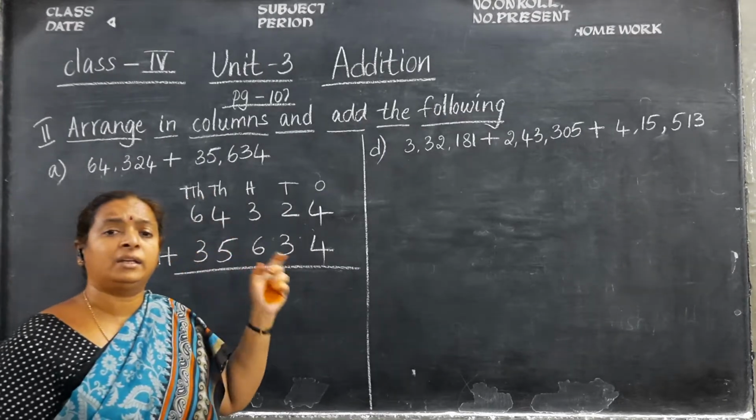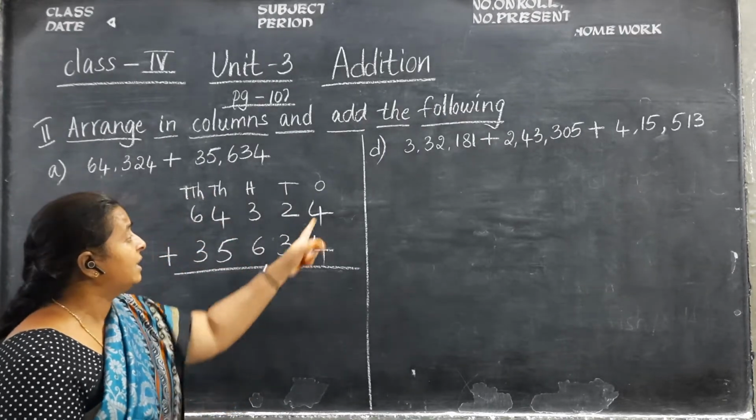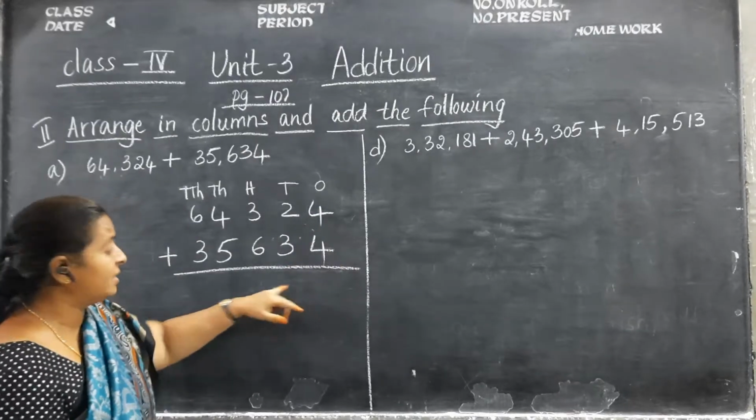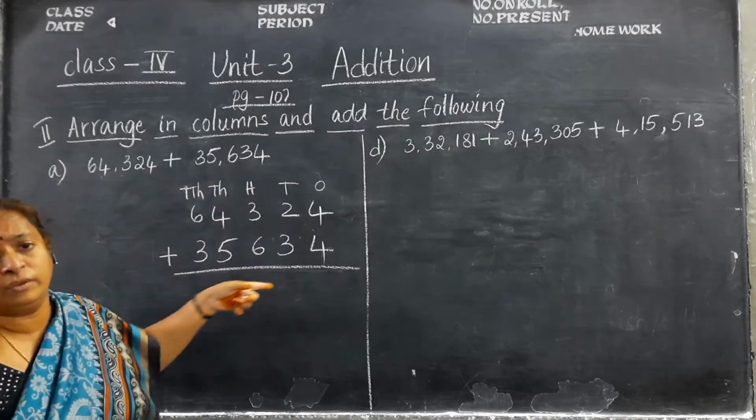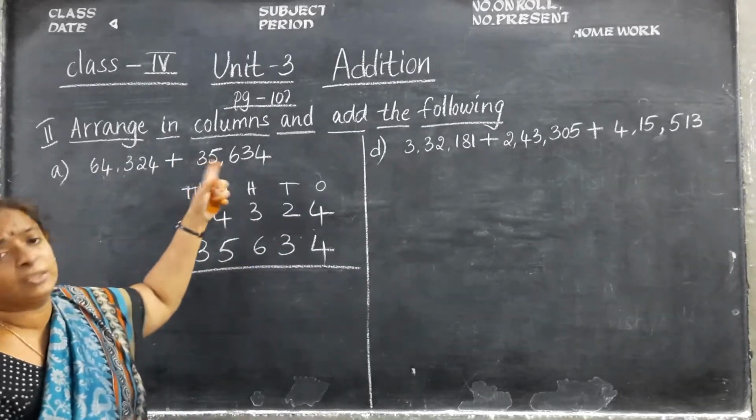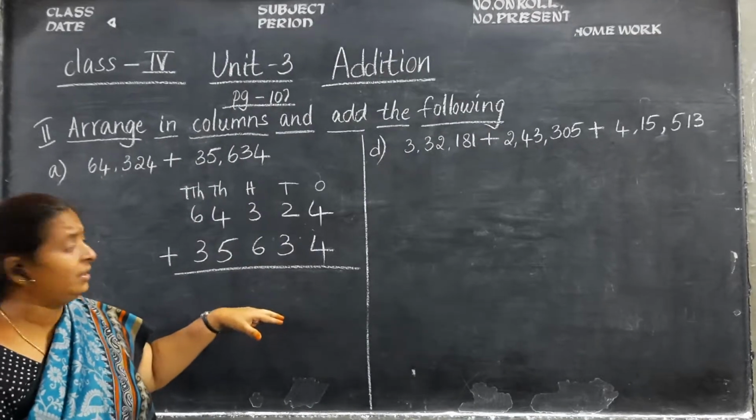Children, once again I will repeat what I told you in the previous class. These are addends, and the result we get is called the sum. They will give the sums like this, and we should arrange them. You should copy this and arrange them in your notes.